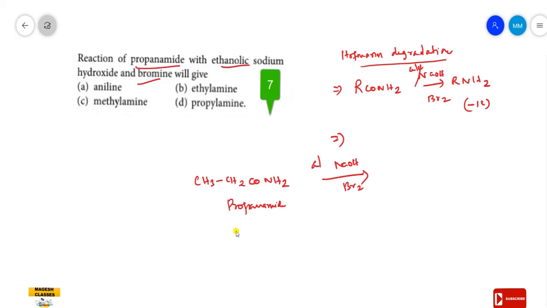What happens? The product is an amine with 1 carbon less. Here the 2 carbon, here the 3 carbon. So aniline is an aromatic compound, and ethylamine is the answer. Methylamine consists of only 1 carbon, here it is 2 carbon, and propylamine consists of 3 carbon. So that is not the answer, that is not the answer. So this is the answer. Clear?